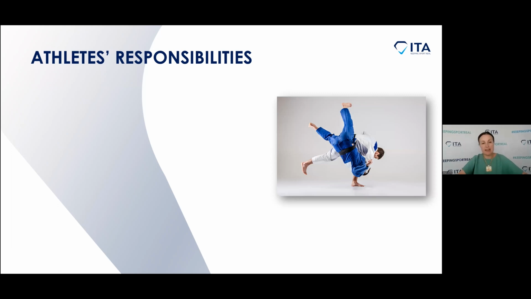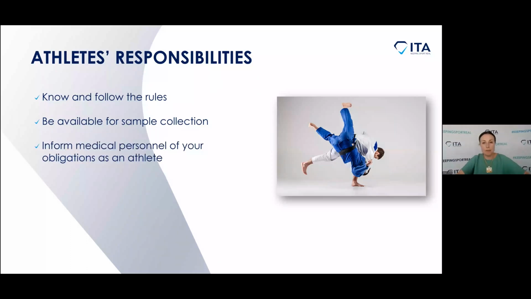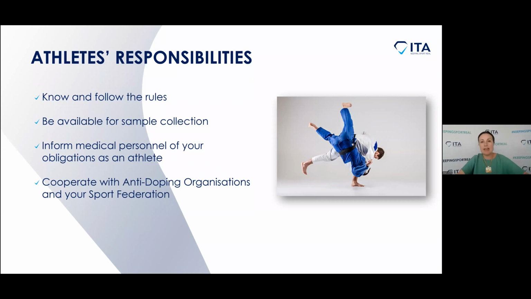First and foremost, it is an athlete's responsibility to be educated and informed and to know and follow the rules. Athletes need to make themselves available for sample collection when requested, and this can be either in or out of competition. Athletes need to inform medical personnel of their obligations as an athlete, especially if they are prescribed medications or treatments. Athletes must also cooperate with anti-doping organisations, and they also need to avoid any cooperation with banned support personnel. And the final one on this slide, athletes need to take full responsibility for what they ingest.